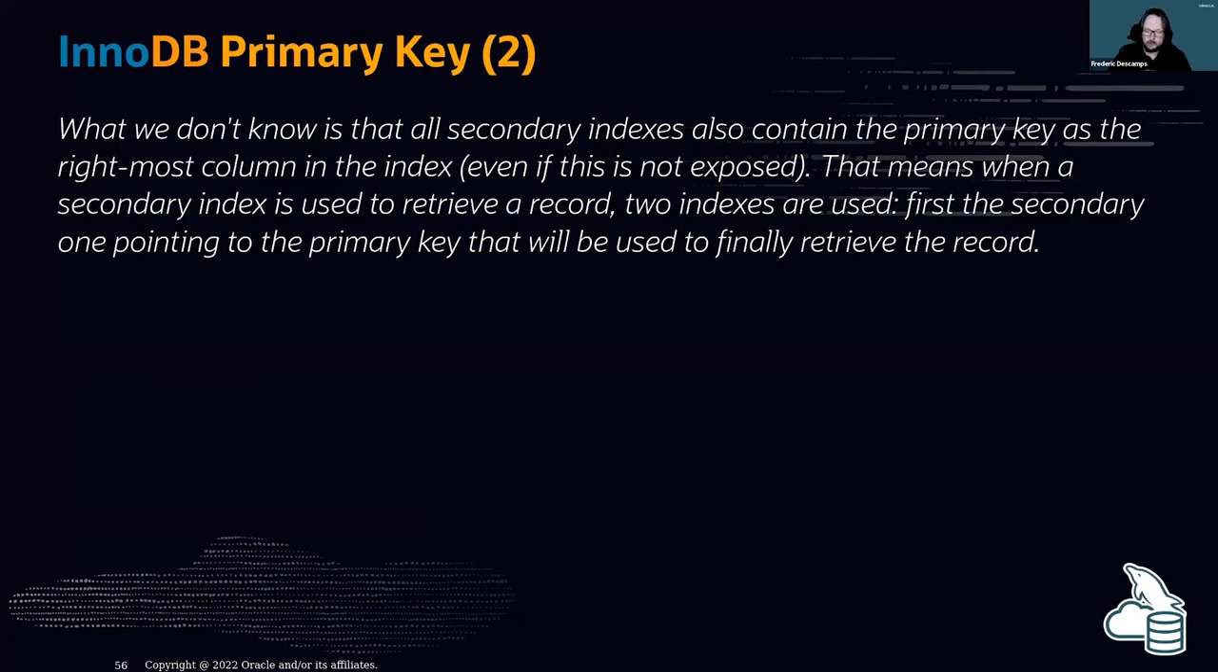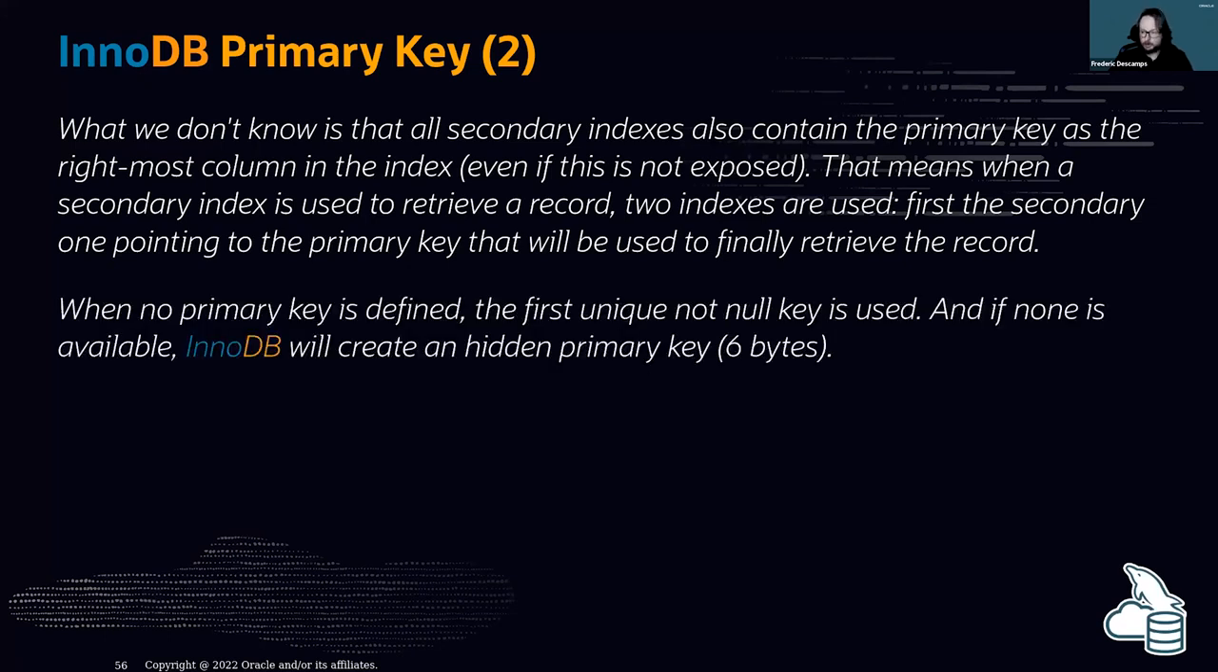So what we don't know is that all secondary indexes in MySQL also contain the primary key at the rightmost part of the index. It's hidden, you don't see it, but it's there, right? So that means that when a secondary index is used to retrieve a record, two index lookups are done. One in the secondary index to find the primary key of the record you want, and then the one in the primary key to get the record.